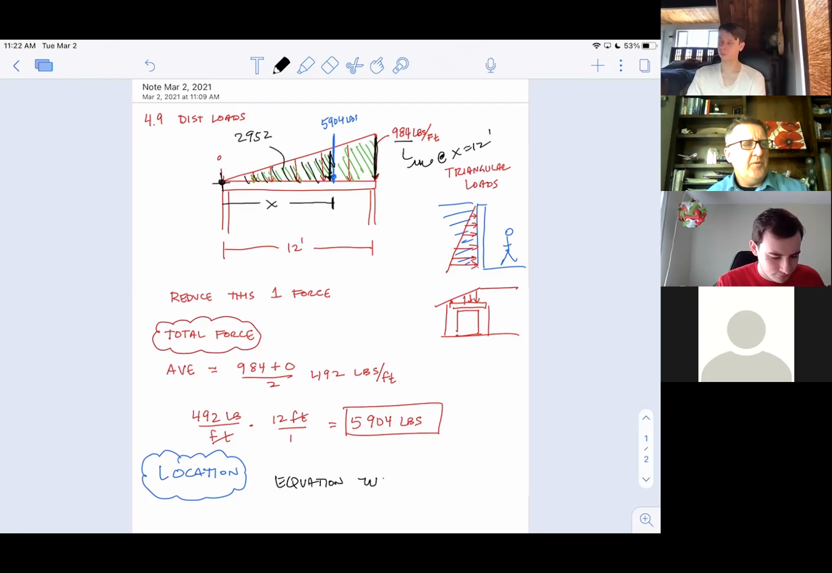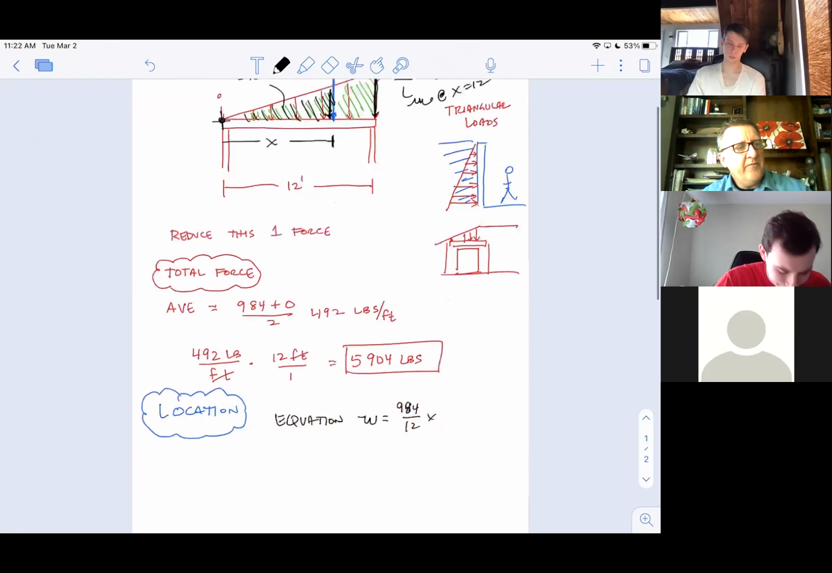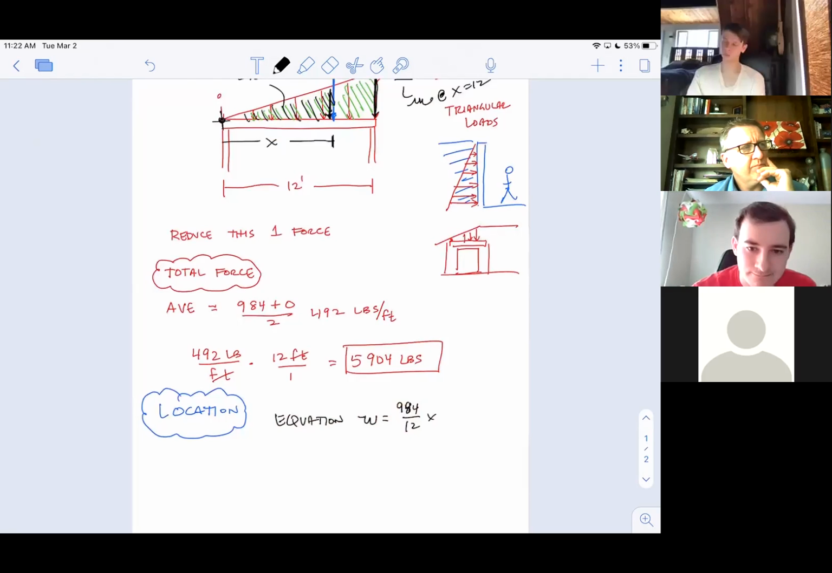Got a bit of unstable internet. My notes are showing up behind what I'm saying, so it'll pop up in a second, I guess. But I wrote W equals 984 over 12X. Notice that actually works. If you're at location X equals 12, does it make sense you actually get the right answer, 984? And if X is 0, you end up with 0. Do you see how that's working?